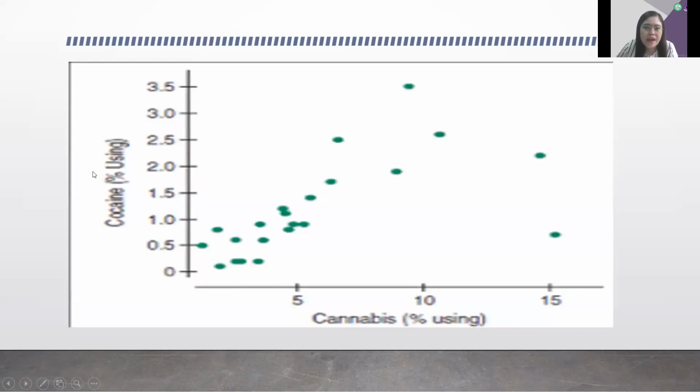So example, we have here cocaine percent using and then cannabis. Okay, kung gusto mong malaman ng researcher kung gumagamit ba ng cannabis, gumagamit din ba ng cocaine. Okay, so ito yung scatter plots nila. Tinitingnan yung relationship kung tumaas ba yung paggamit ng cannabis. When you say cannabis, that's marijuana. Tataas din ba yung paggamit ng cocaine? Okay, so scatter plots ang tawag dito. And then we are looking for relationship. Again, that is called a scatter plot.